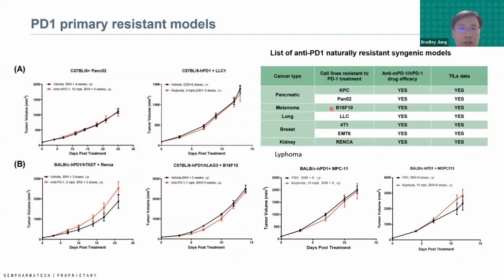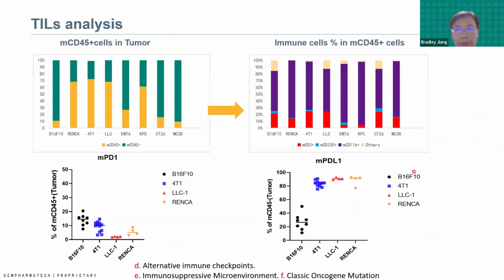PANC02, melanoma cell line B16F10, lung cancer cell line LC1, breast cancer cell lines 4T1 and EMT6, kidney cancer cell lines like RENCA, and some lymphoma cell lines, MPC11 and MPOC315. The immune cell infiltration and the immune checkpoint expression vary in these primary resistant cell lines, which indicates that every single cell line has its own mechanism of resistance to anti-PD-1 treatment.